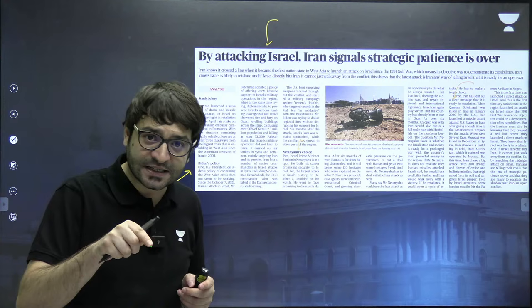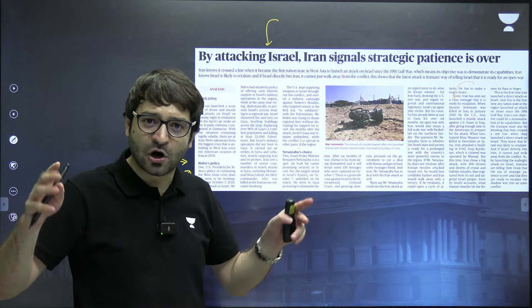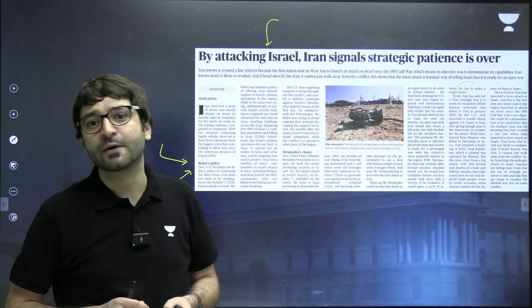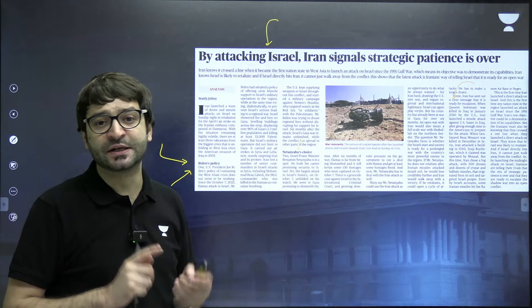If he attacks, it is going to spiral into a conflict where other important regional leaders will also get involved. And this may fuel a larger battle, a larger war in the Middle East. And then what about Iran?